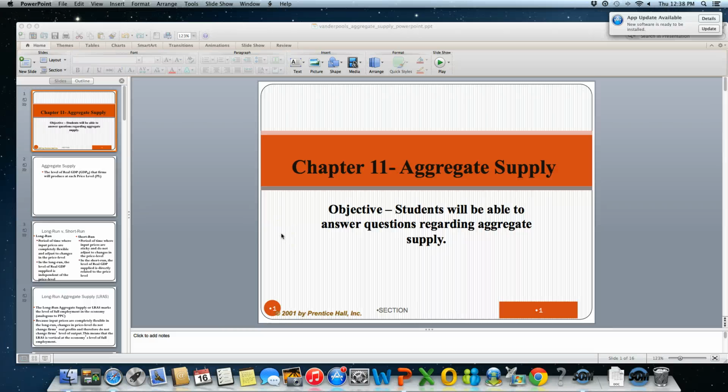So we've already talked about one half of the aggregate demand, aggregate supply model, which is aggregate demand. And today we're going to be taking a look at the other half of the AD-AS model, which is aggregate supply.